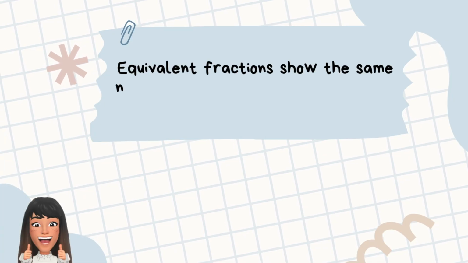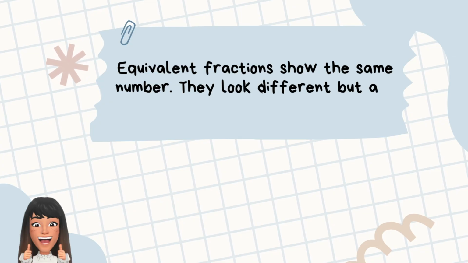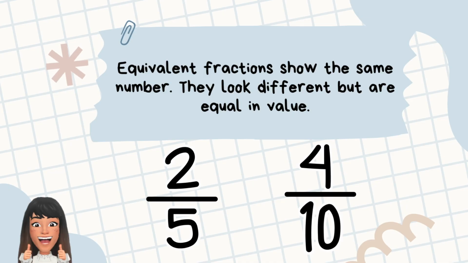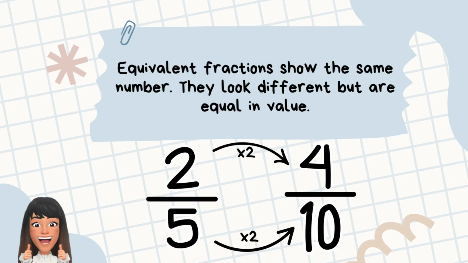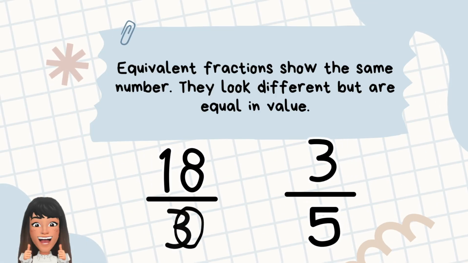Equivalent fractions show the same number. They look different, but they are equal in value. Here I have 2 equivalent fractions, 2/5 and 4/10. To get from 2/5 to 4/10, I multiply both the numerator and the denominator by 2. 2 multiplied by 2 is 4. 5 multiplied by 2 is 10. 4/10.